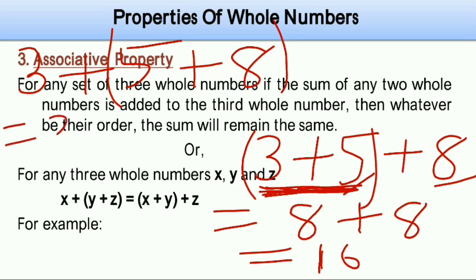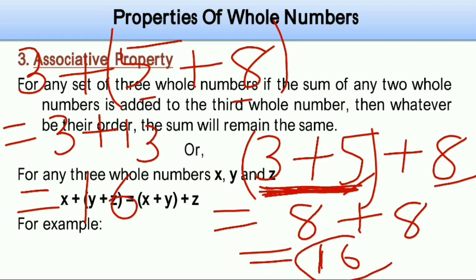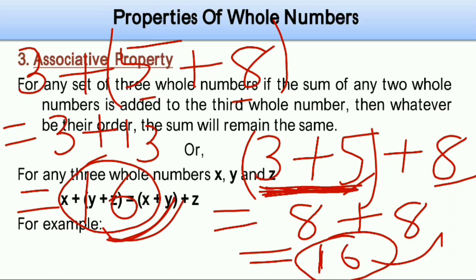Now let me solve. 5 plus 8 is 13. Here we will get 3 plus 13 is equal to 16. So here we have seen that in the first case we had got 16, and now also we have got 16. Even after changing the grouping of the numbers, there is no effect on the result. It means we can change the grouping of the numbers in the addition of whole numbers.